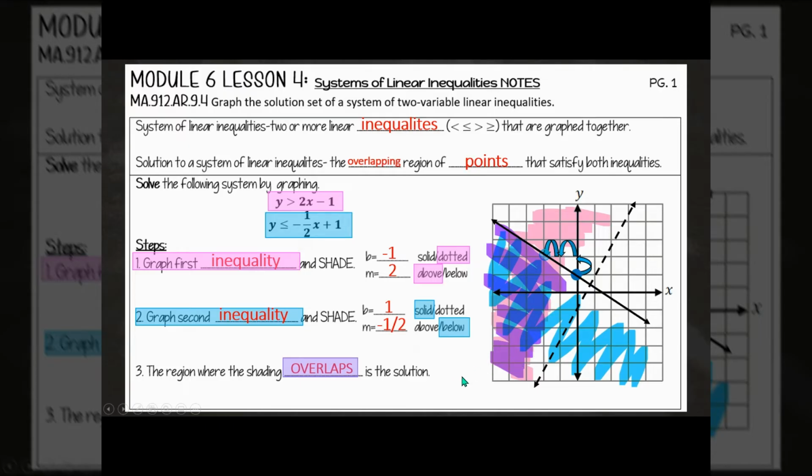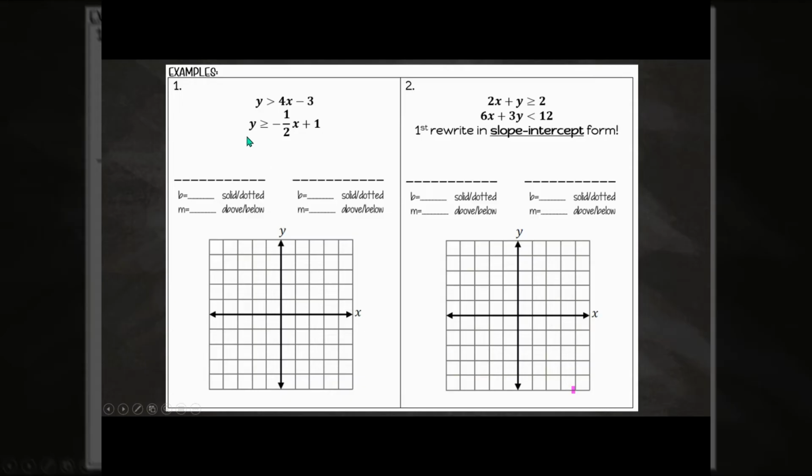All right, so now we're going to go ahead and move on to our first example here. We have y is greater than 4x minus 3. So that's the first equation.